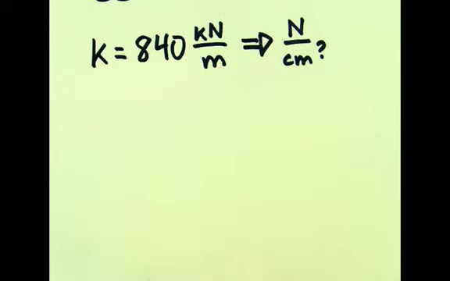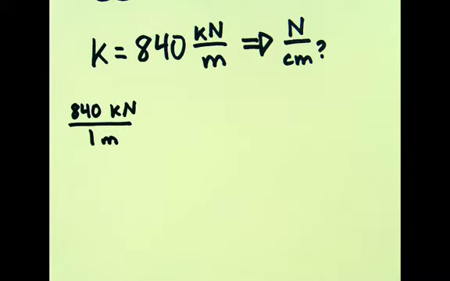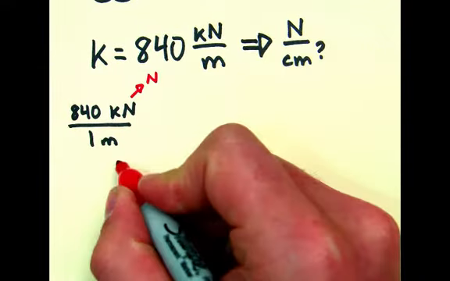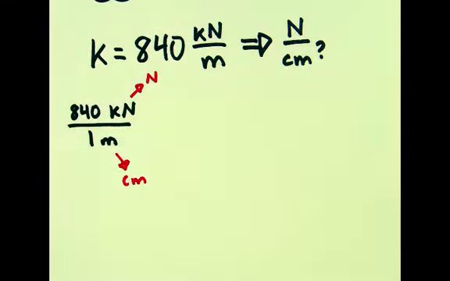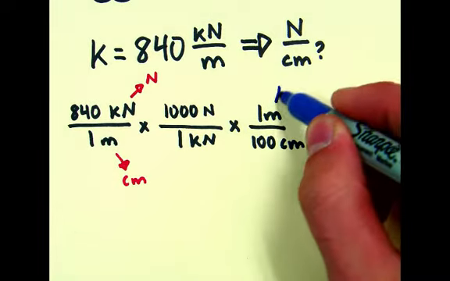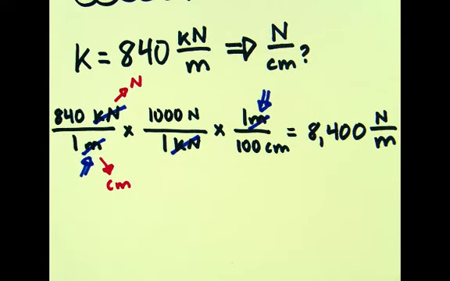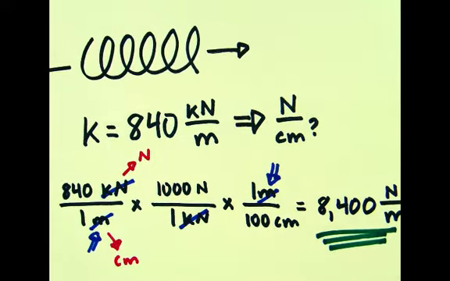Starting with your original constant, you have 840 kilonewtons for every 1 meter, and you're trying to change kilonewtons to newtons and meters to centimeters. So starting from the top, you know that there are 1,000 newtons per kilonewton, and there are 100 centimeters per meter. Notice how we put meters on the top so that the units cancel out. This gives your answer. 840 kilonewtons per meter can also be written as 8,400 newtons per centimeter.